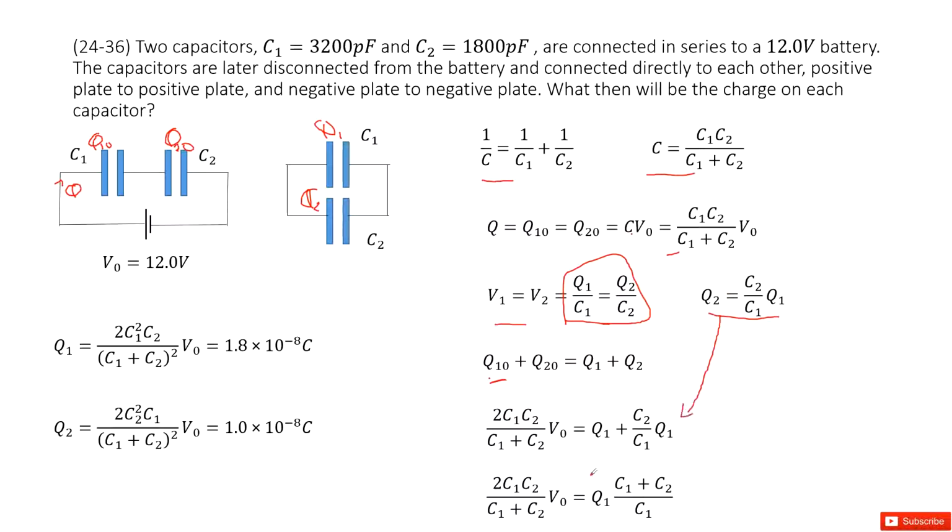So now we solve this equation. We can get the equation for Q1, input the given quantities, and get the answer. Similarly, we can get Q2. Because Q1 is known, it's very easy to get Q2 from this equation, right? So you input Q1 inside this function, get Q2, input the given quantities, and get the answer there. Thank you.